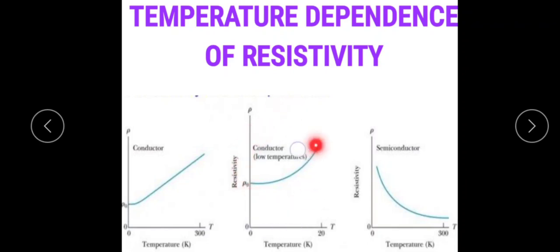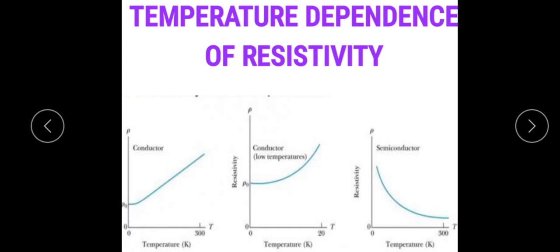In the second figure, we see the variation of resistivity of a metal with temperature. The y-axis shows the resistivity and the x-axis represents the temperature. The graph is a straight line over a limited range of temperature. On the linear portion of the graph, rho naught is the resistivity corresponding to the reference temperature.